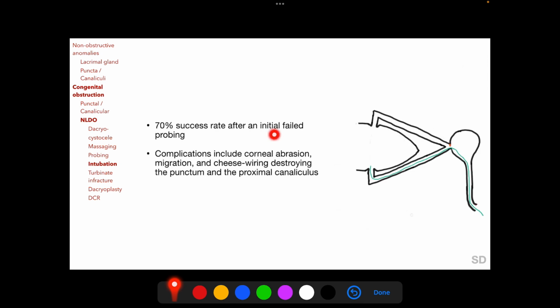After an initial failed probing, lacrimal intubation has a 70% success rate, and complications of lacrimal intubation include corneal abrasion, migration of the stent, and cheese wiring at the level of the puncta, destroying the punctum and the proximal canaliculus.